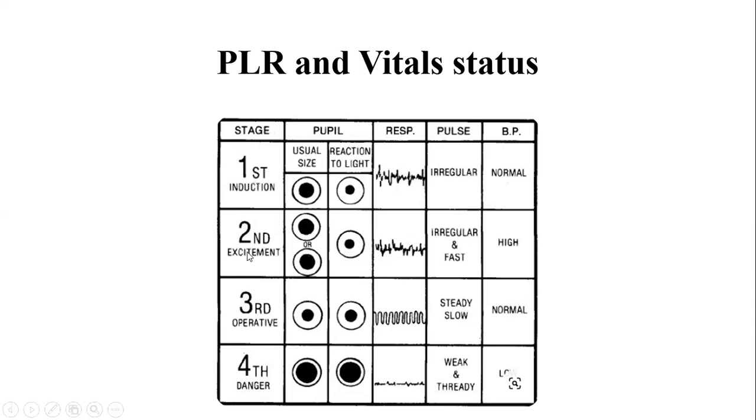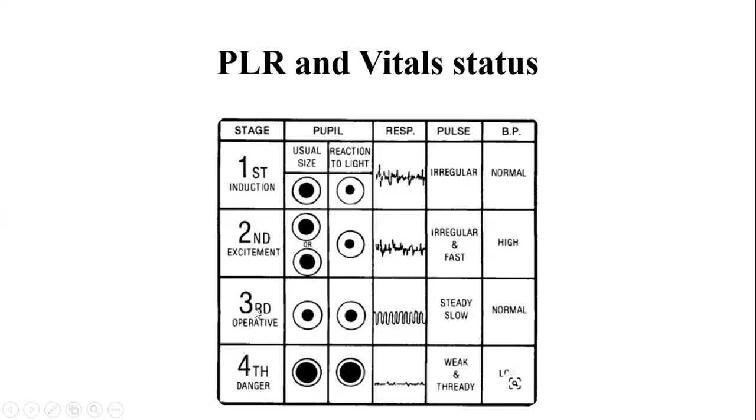But in the second stage, the pupillary light reflex will be normal, meaning positive. Respiration rate will again be abnormal, the pulse rate will be irregular and fast, and the blood pressure also becomes high in the second stage.